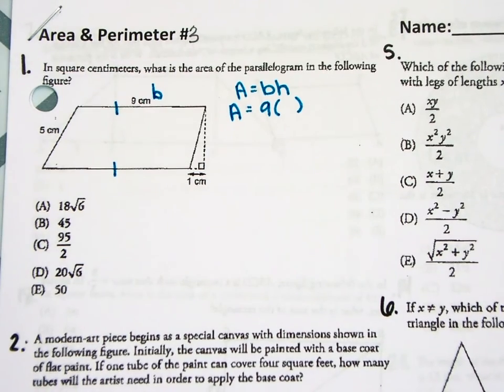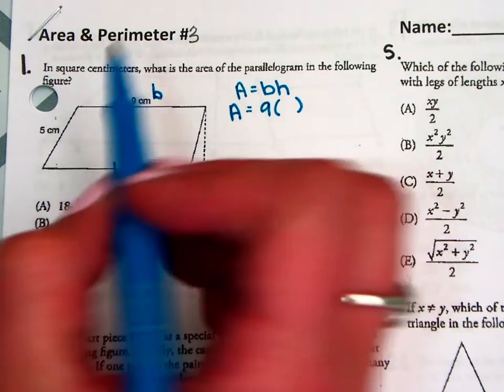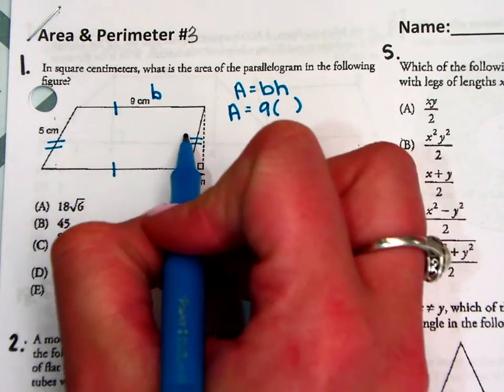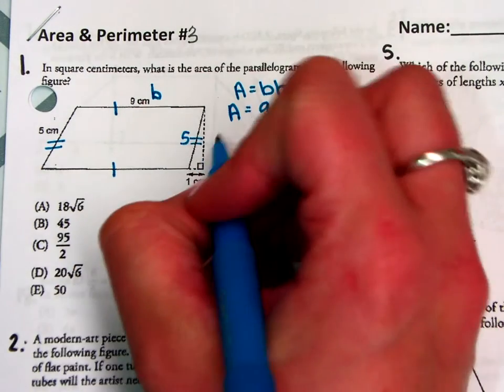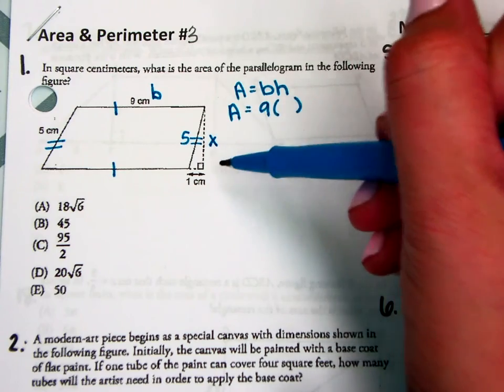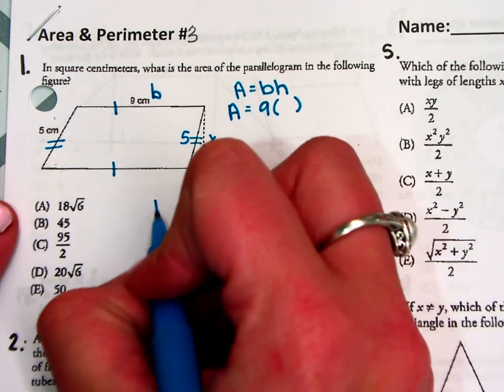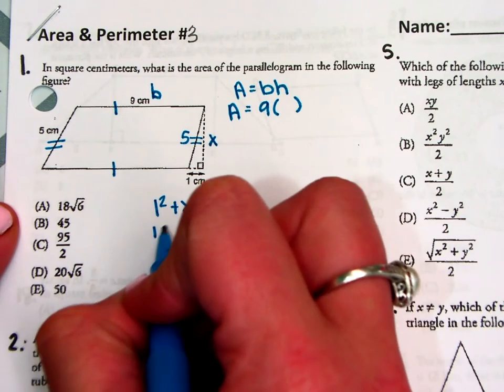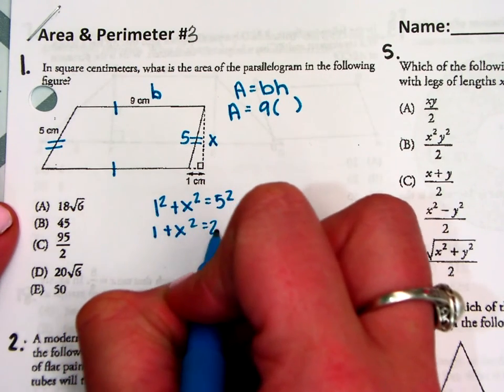The right triangle on the outside is going to be helpful to us because what we're going to do is Pythagorean theorem. Remember, in a parallelogram, the opposite sides are equal. So if this is 5, so is this one. In order for me to find the height, which would be represented by this vertical distance, I have to do Pythagorean theorem. So 1 squared plus x squared equals 5 squared.